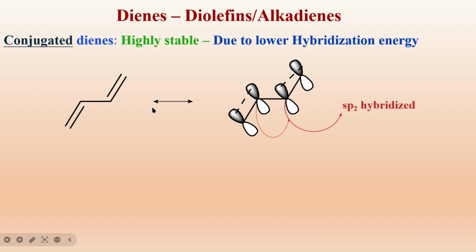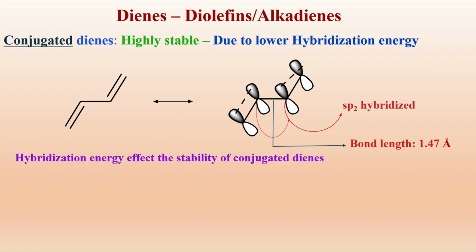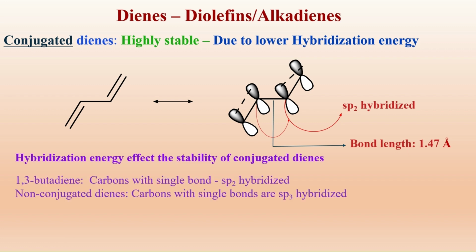As this carbon is in the sp2 hybrid state, the bond between this carbon and this carbon, which is attached through the sigma bond, becomes shorter and stronger. The carbon-carbon bond length in alkanes is found to be 1.53 angstrom units, whereas here it has reduced to 1.47 angstrom units. That's why the hybridization energy is again decreased, and this adds to the stability of these conjugated dienes.